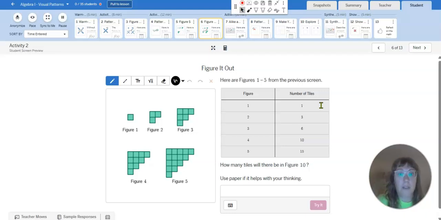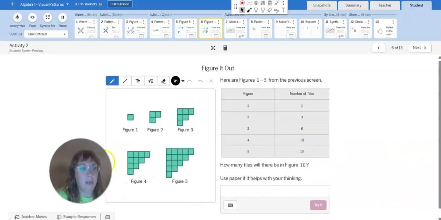Here are figures 1 through 5. How many tiles will there be in figure 10? I'm going to move my video. Oop, where'd it go? So we have 1 through 5 in the chart here. So we can make a table to get to 10.